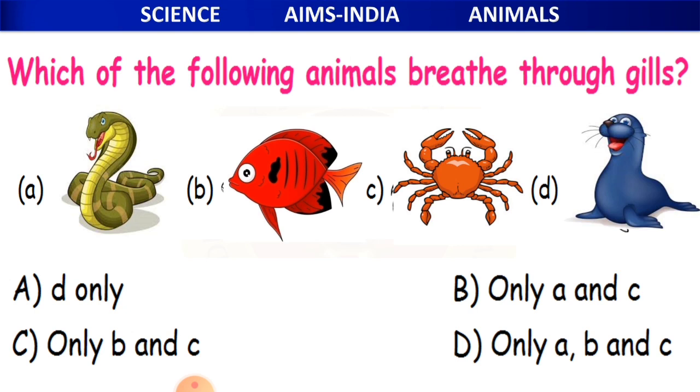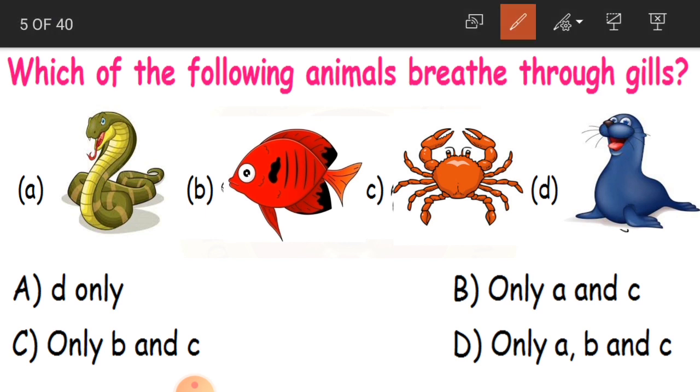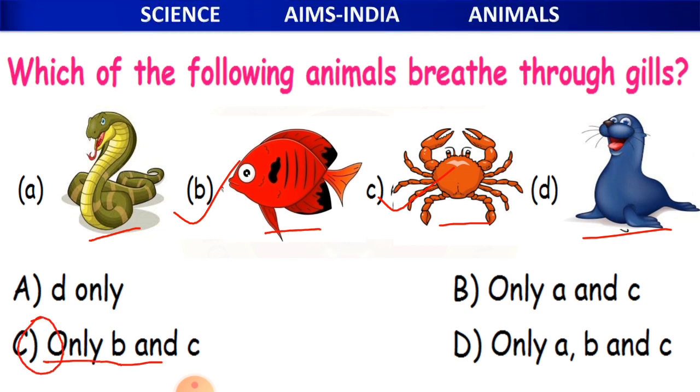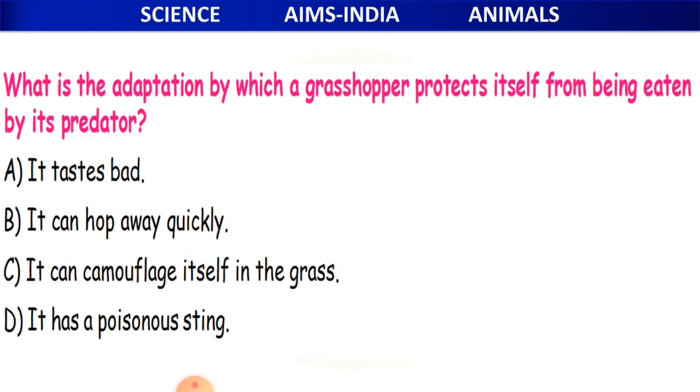Now see here, you have four animals here. Which of the following animals breathe through gills? You have snake, fish, crab and walrus. So which animal breathes through gills? Yes, it is B. No, it is B and also C. Both fish and crab can breathe through gills. So that is why B and C, that is option C, is our correct answer. Clear children?